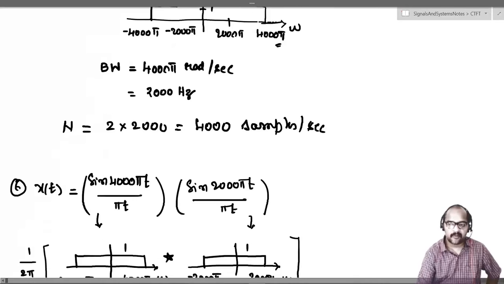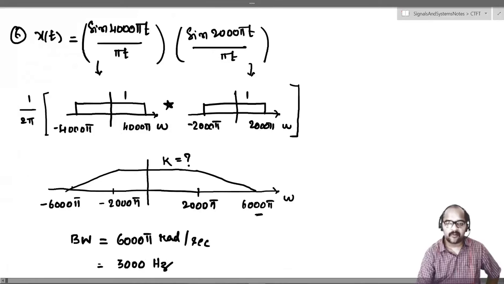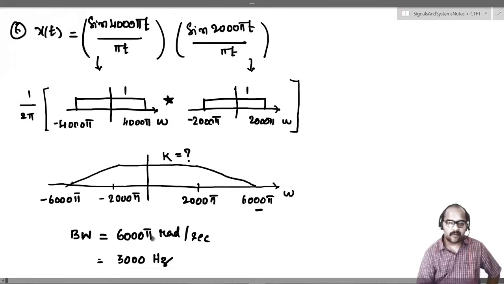Similarly, what about this fellow here? X of t equal to sine 4000 pi t by pi t multiplied with sine 2000 pi t by pi t. So first thing, you have to find the bandwidth. You cannot escape. After finding the bandwidth, then you have to find the Nyquist rate. So the bandwidth, we found it to be how much? 3000 hertz, and hence Nyquist rate should be equal to 6000 samples per second.